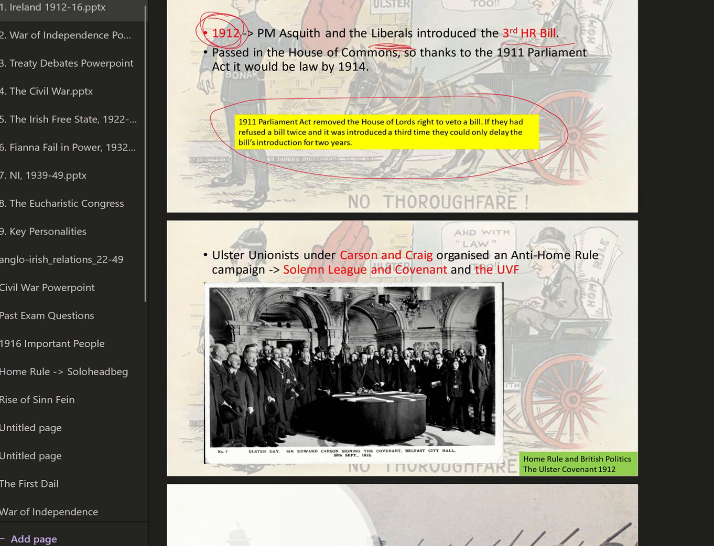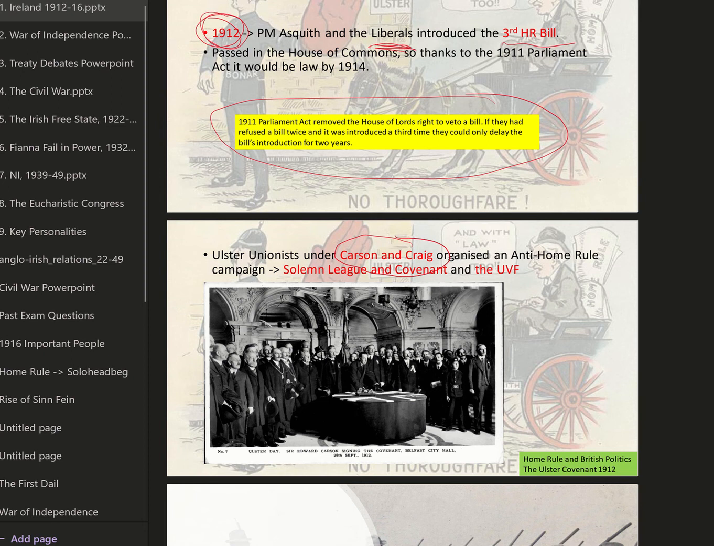Now, they were led by 2 men called Carson and Craig. Staunchly Unionist men who firmly believed in the idea of keeping the link with Britain. So their catchphrase at the time was Home Rule would become Rome Rule, that the Catholic Church would have full control in Ireland and Protestants would not be welcome at all. And they didn't want that.